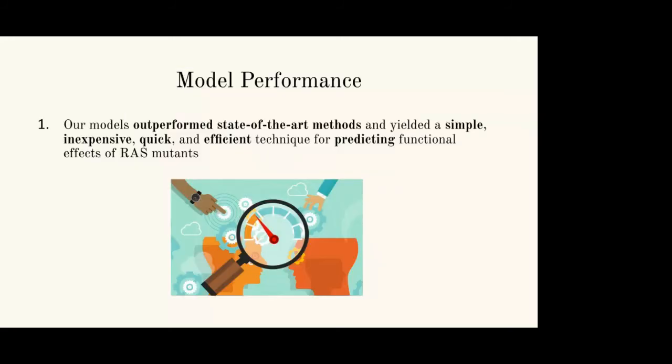Okay, so in conclusion, like we showed in table 2, the models were able to outperform all those different state-of-the-art methods, and it was able to account for the downsides of the previous research by providing a simple, inexpensive, quick, and efficient technique that also didn't use plastic for predicting the functional effects of RAS mutants.